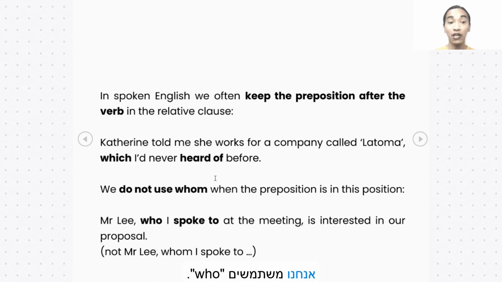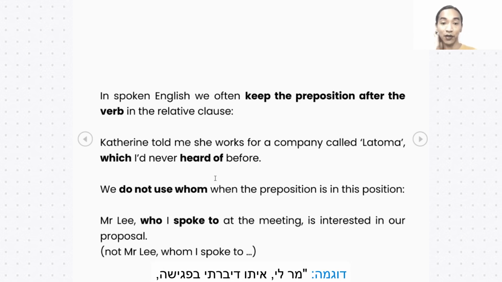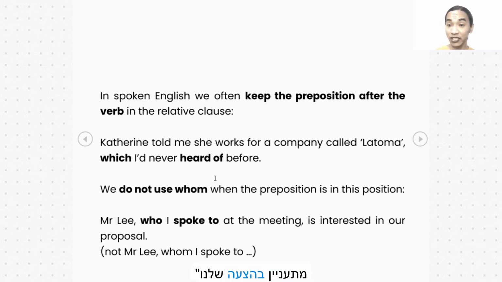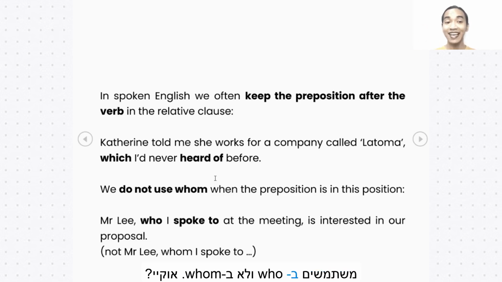Instead, we use who. Example, Mr. Lee, who I spoke to at the meeting, is interested in our proposal. We do not say Mr. Lee, whom I spoke to. So remember, if there is a verb plus preposition in your relative clause, then you use who and not whom.